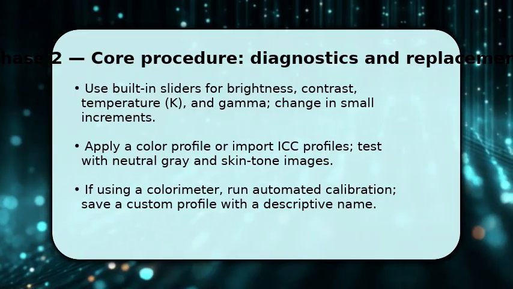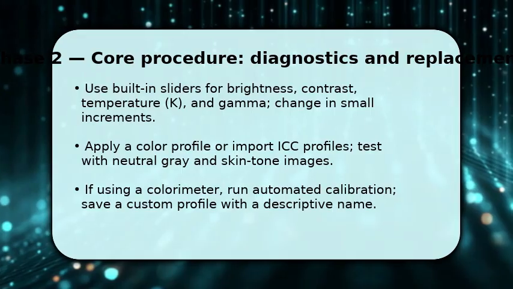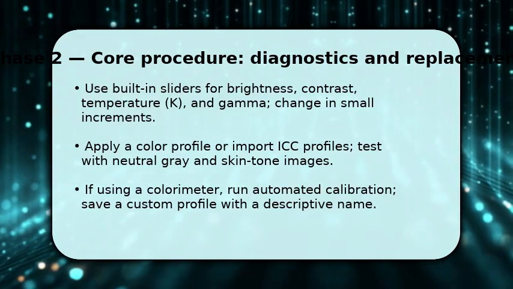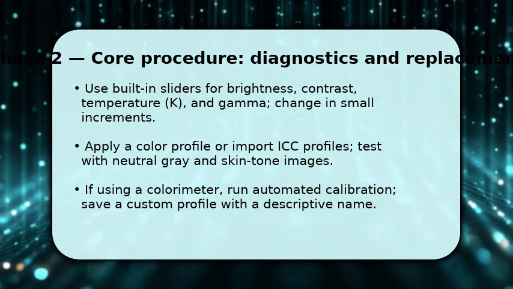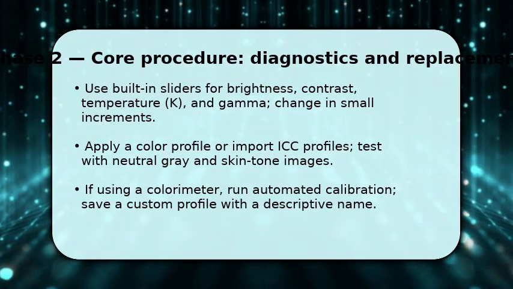If you have a colorimeter, run the automated calibration and let the device measure and create a profile. Make small changes and save each iteration with a clear name so you can compare results later. You finish by setting the selected profile as default and restarting key apps to ensure consistency.